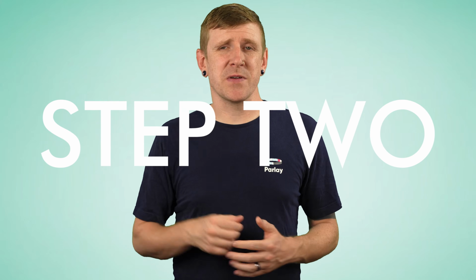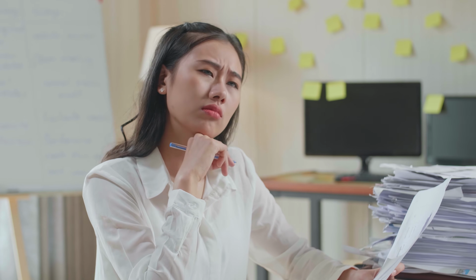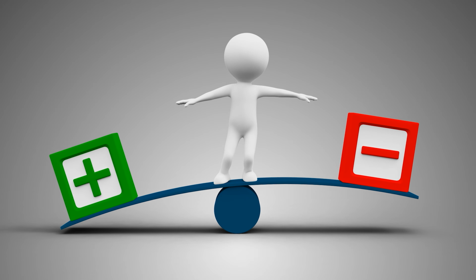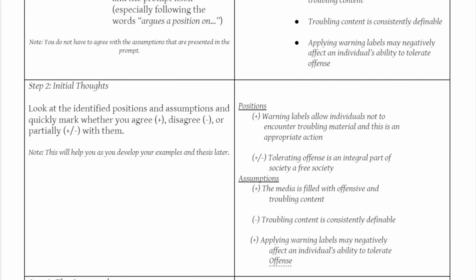Step 2, super easy. Once you identify the positions, perspectives, and assumptions, I need you to look at them and just mark whether or not you agree with what's presented there. If you agree with a particular position, put a plus sign next to it. If you disagree with a particular position, just toss a minus sign next to it. You could do the same with the assumptions if you chose to mark those. And if you partly agree or disagree, just put a little plus and minus sign next to it. Based on my thoughts, here's what step 2 would look like if I were to fill in the organizer.